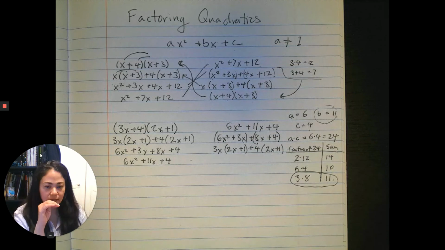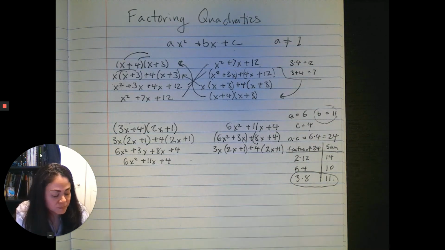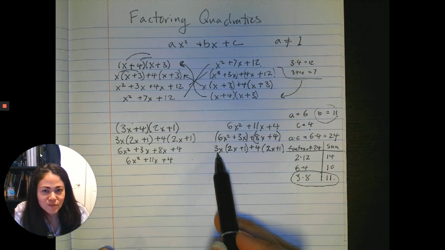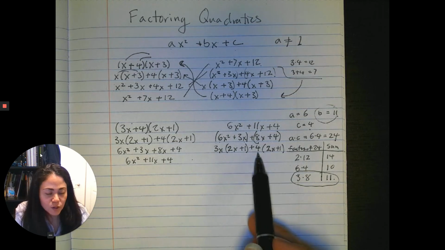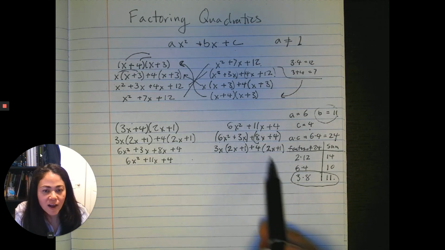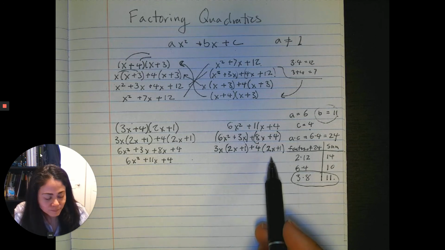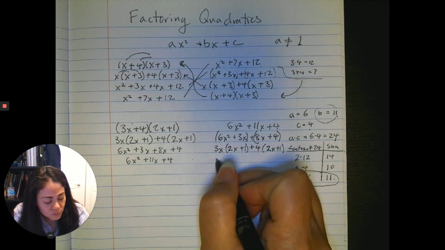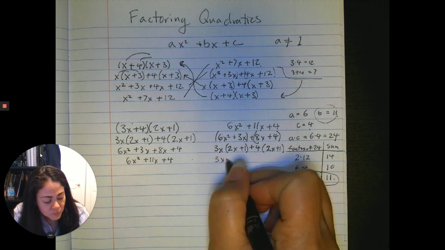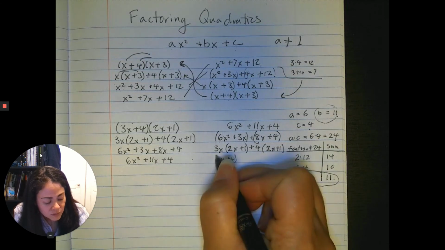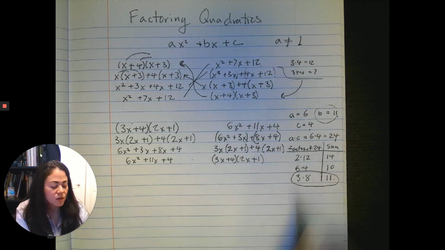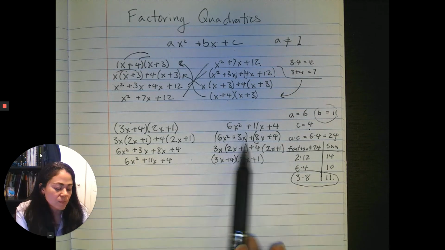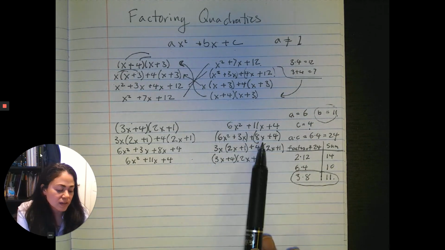Okay, now I have the first term of my first binomial times the second binomial, and the second term of my first binomial times my second binomial. So I can rewrite this as 3x plus 4 times 2x plus 1.